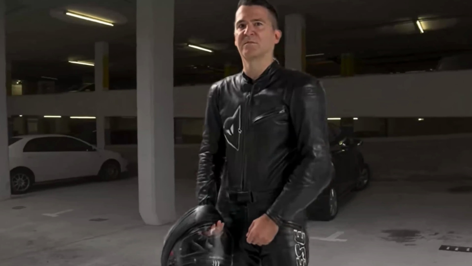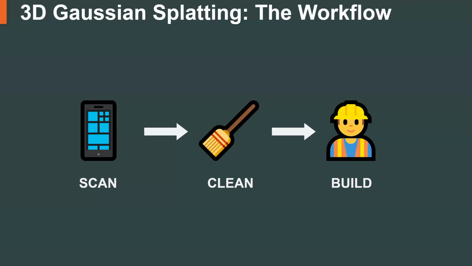So let's talk about the workflow. You can break the workflow down pretty much into three stages. There's a scanning and generation phase. There's a cleanup phase where you need to essentially condition the data, and then you can import your Gaussian splat into your engine of choice and build an interactive application.